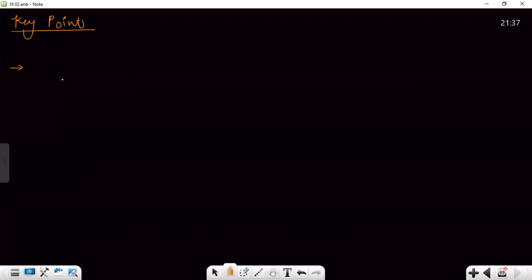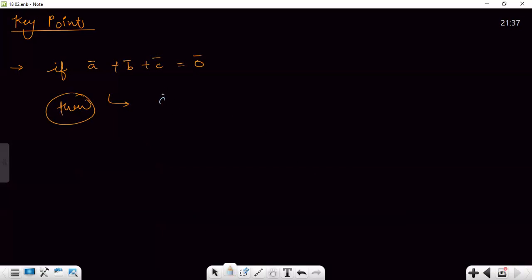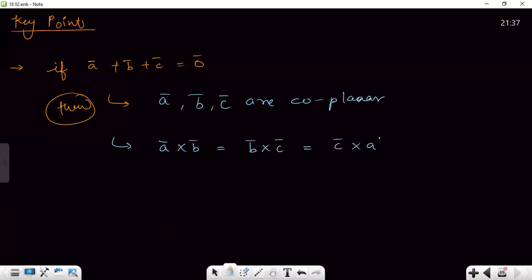First, if A vector plus B vector plus C vector is given as zero vector, then A vector, B vector, and C vector are coplanar. Also, A cross B will be equal to B vector cross C vector, C vector cross A vector. These are the direct results.